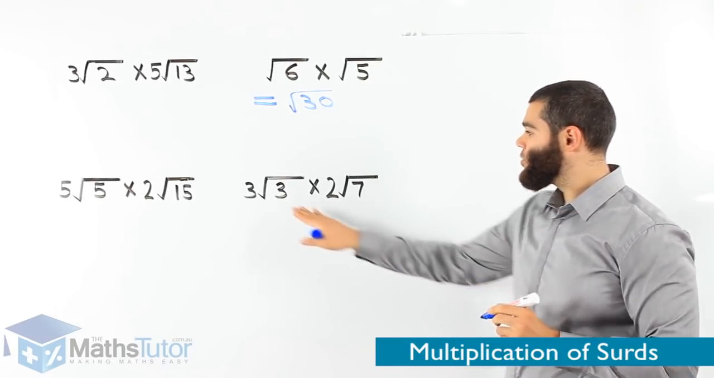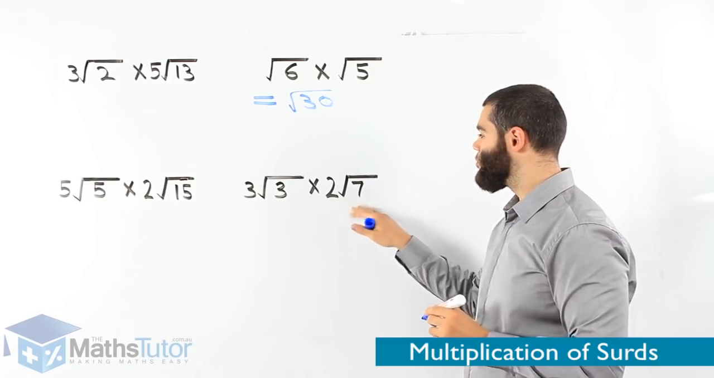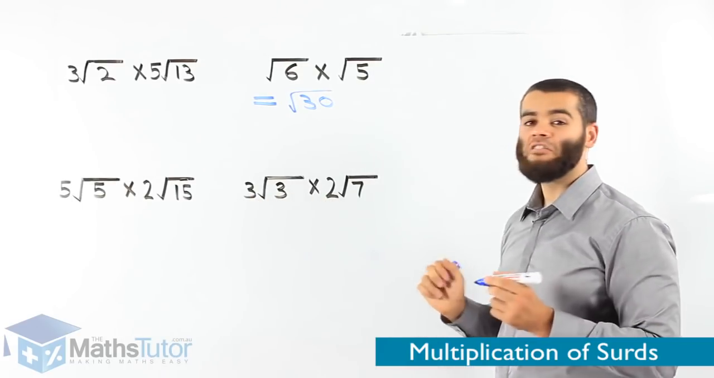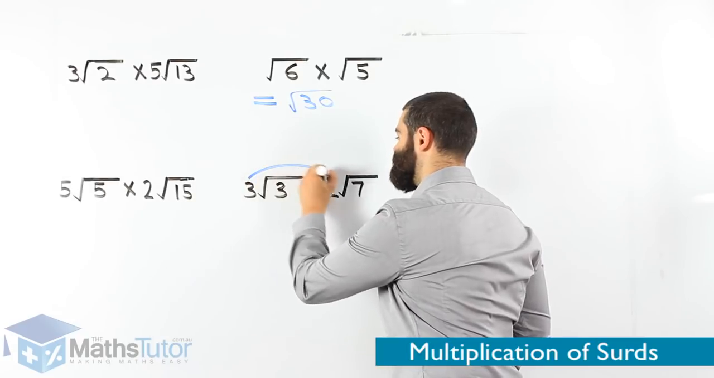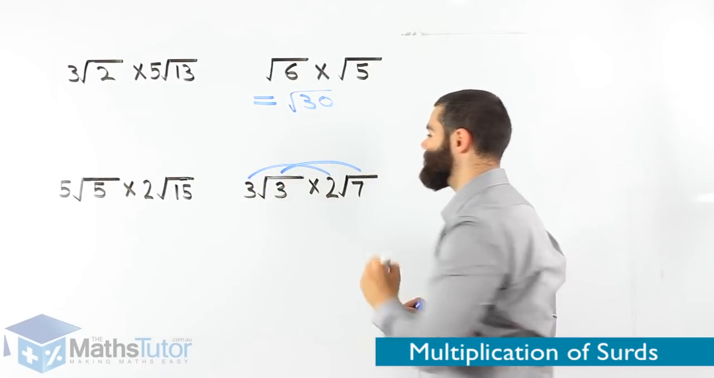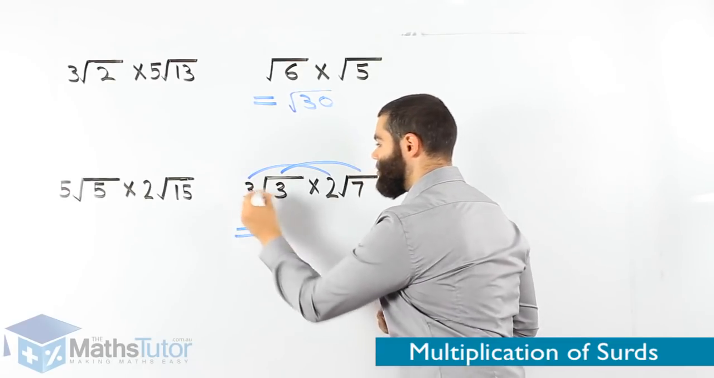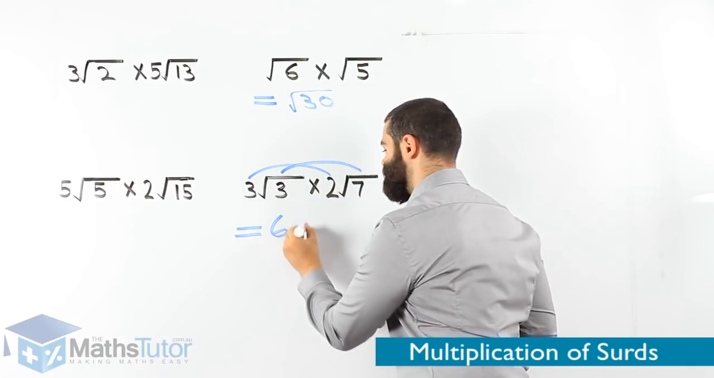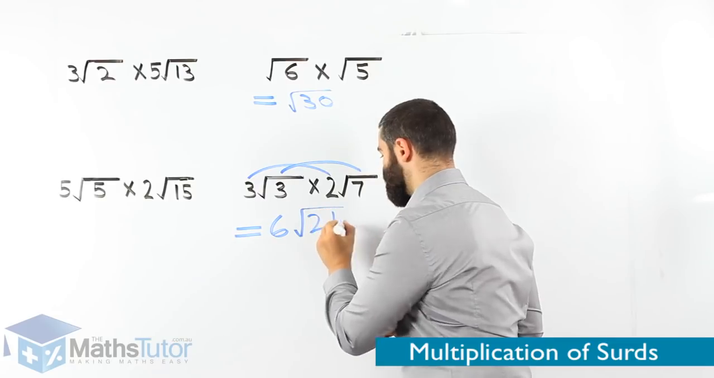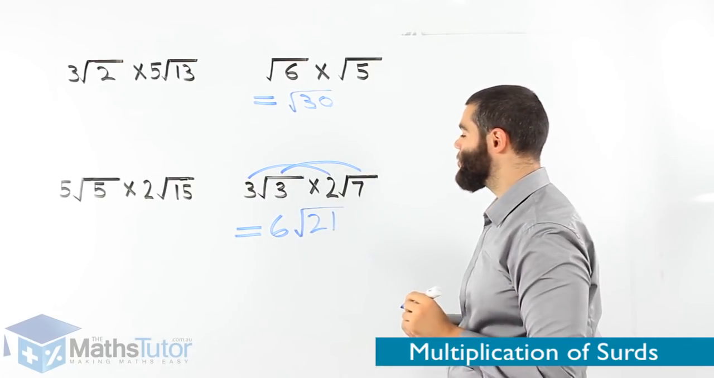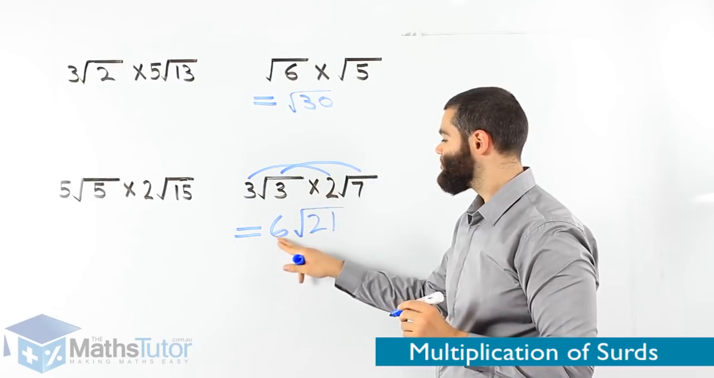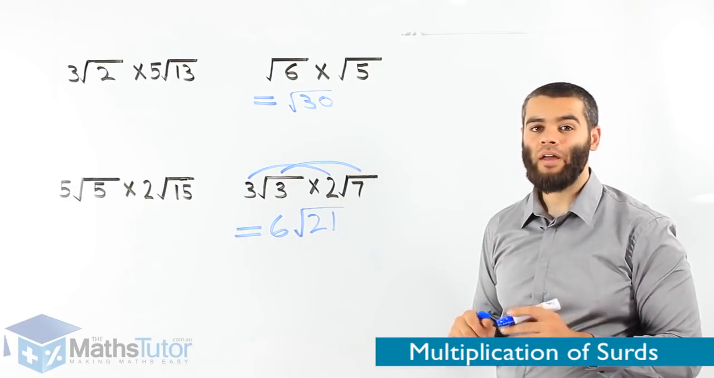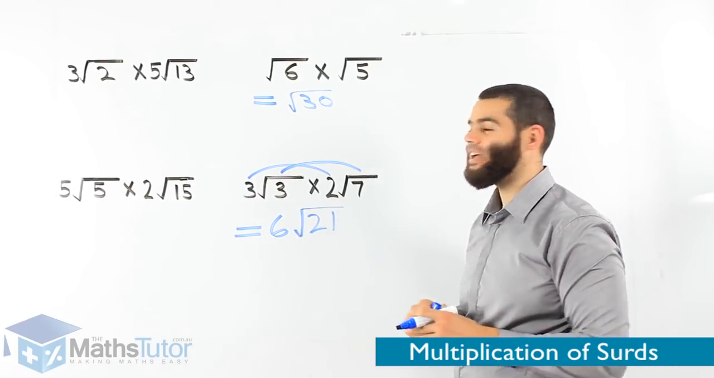This one here, 3 root 3 times 2 root 7. So we don't just have roots, we also have whole numbers as well. What do we do? Simple. These multiply together and the roots multiply together. So 3 times 2 is 6. And root 3 times root 7 is root 21. So 6 root 21. Can we simplify? No, we can't. It stays that way.